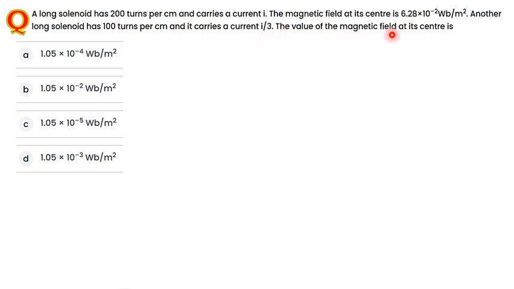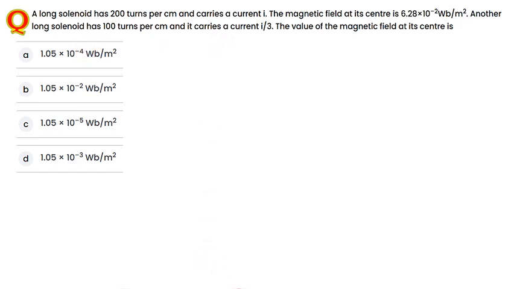So what is the magnetic field induction in this case? Since they have reduced the number of turns and the current, definitely that value should be less than the first one. Now we are going to find this out. Let me tell you here.